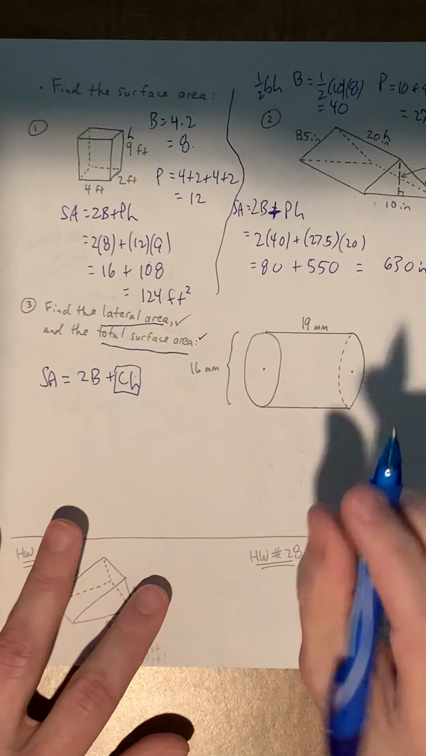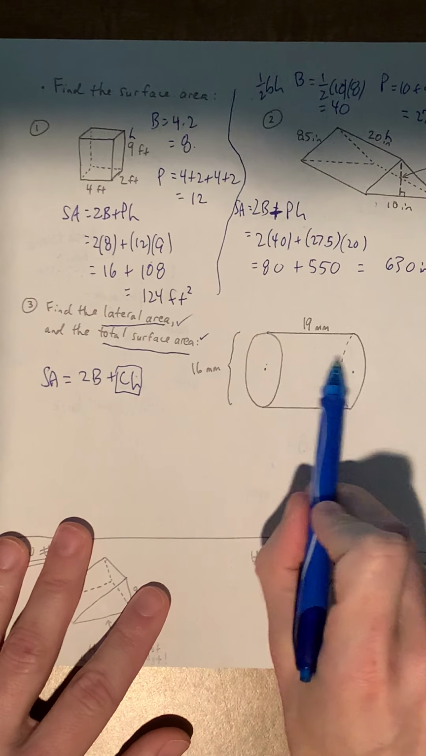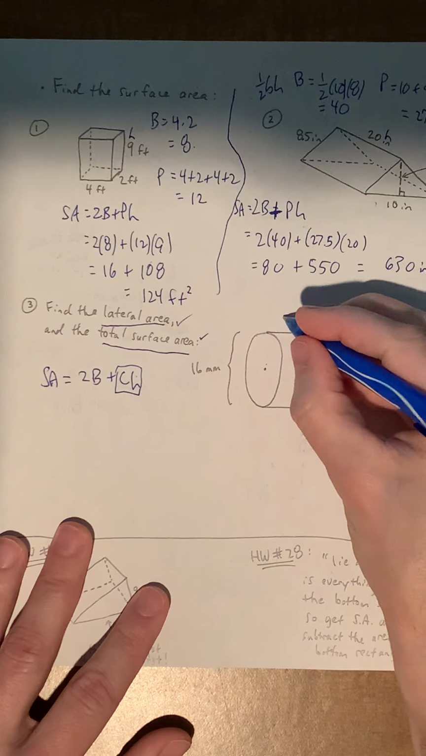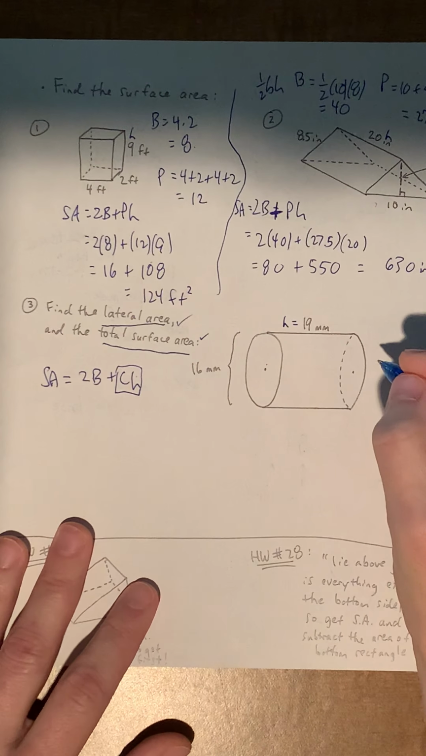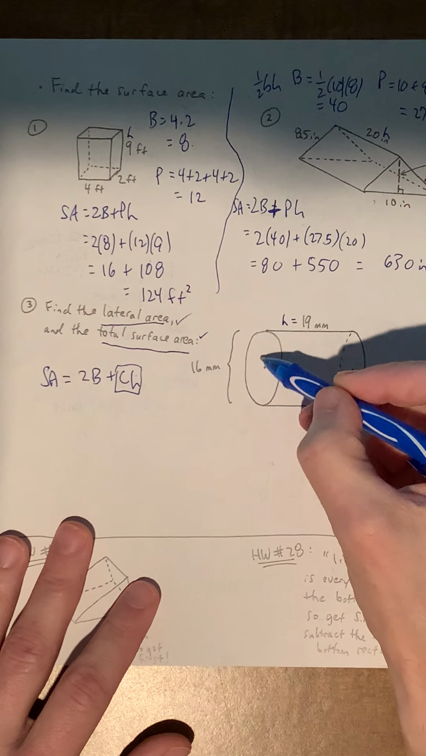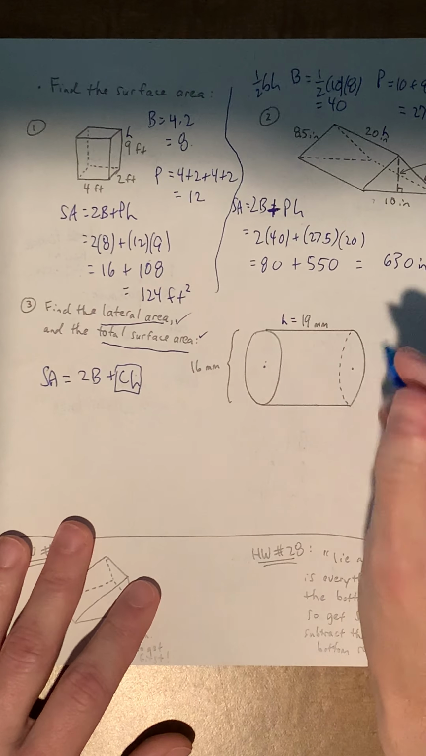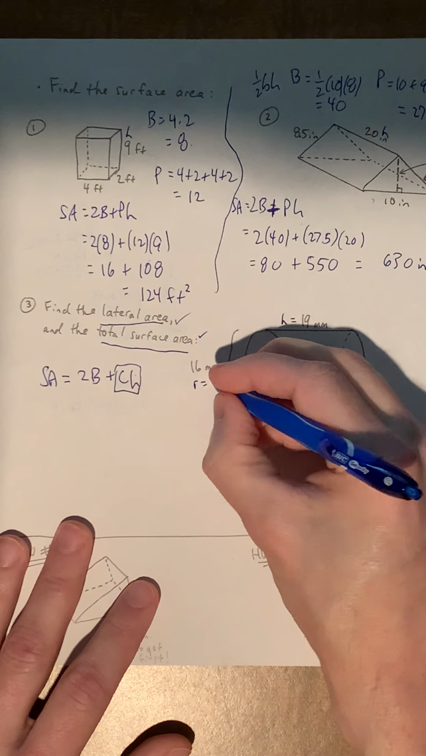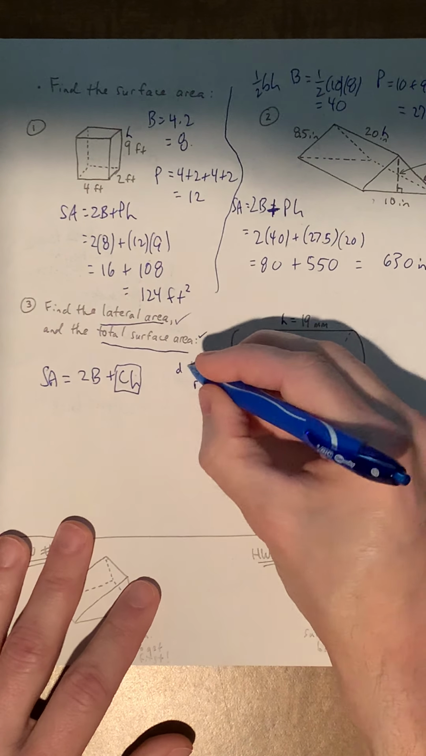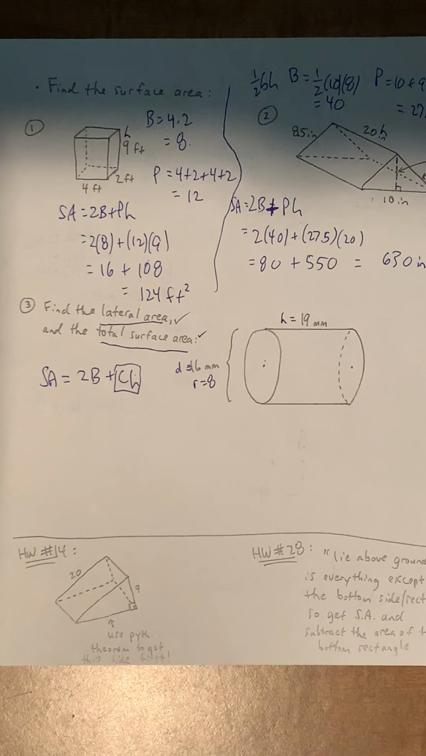All right, let's look at what we got in the cylinder. Now, base to base, circle to circle is your height. That's 19 here. 16 is all the way across the circle, which is your diameter. So we're going to need R. R would be 8. So your diameter 16 gives you a radius of 8. All right, so let's go ahead and figure out what we need.